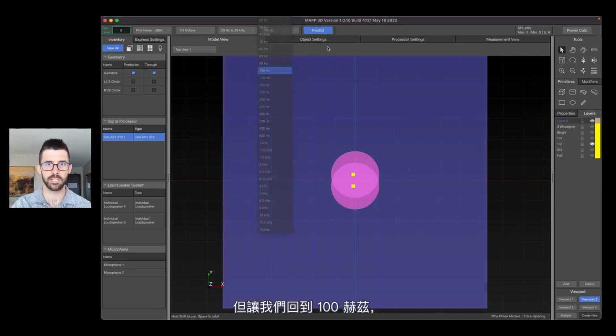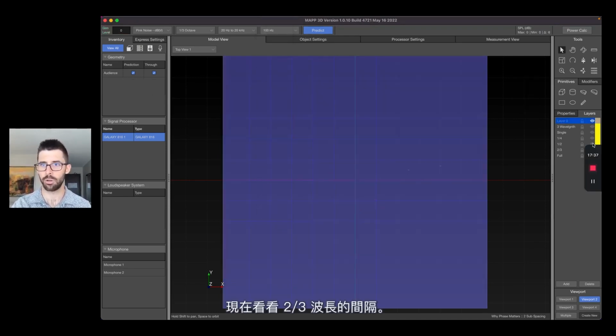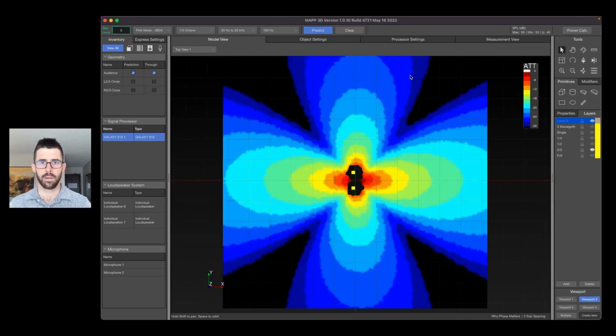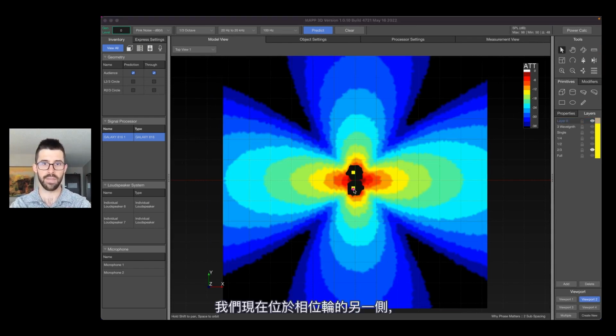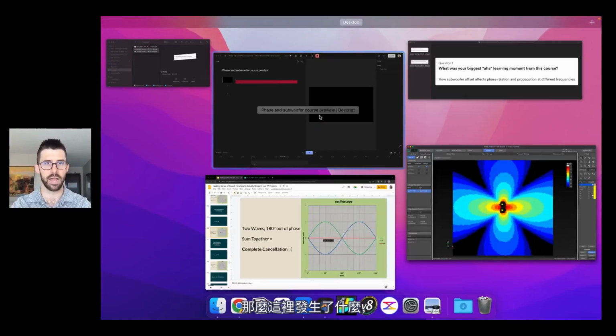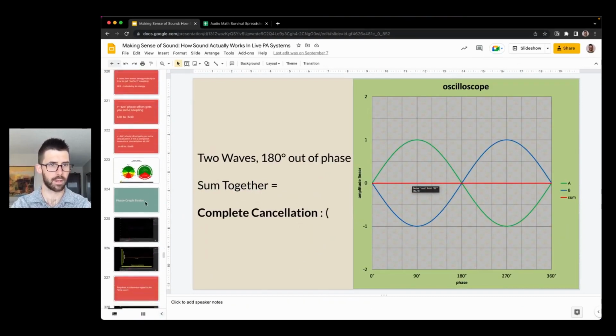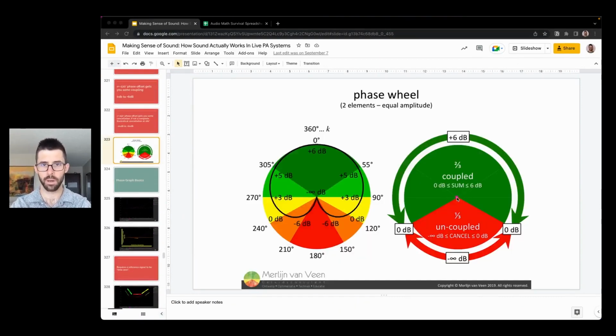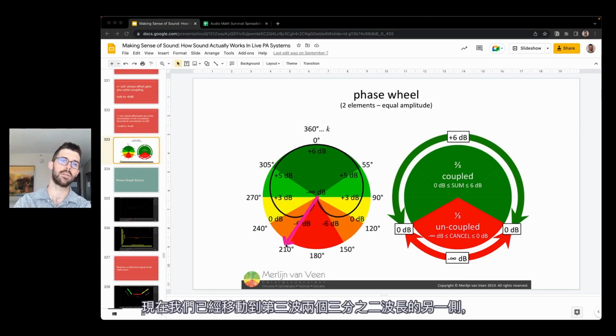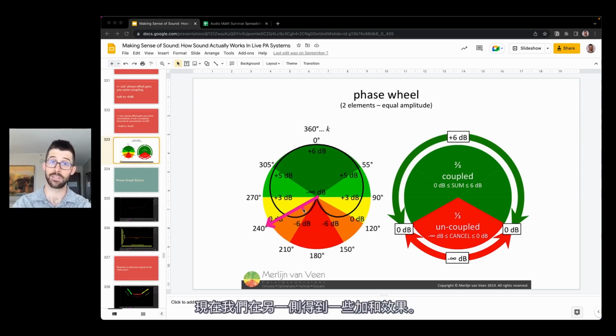But let's go back to 100 and now look at 2/3 wavelength spacing. Now, since we've gone beyond half wavelength, we're around the other side of the phase wheel right here, and we're starting to get some addition. Going back to our graphic, we have the phase wheel here, and we've gone from right together, 0 degrees, to a half wavelength spacing, and now we've moved out to the other side at 2/3 wavelength, and now we're getting some addition on the other side.